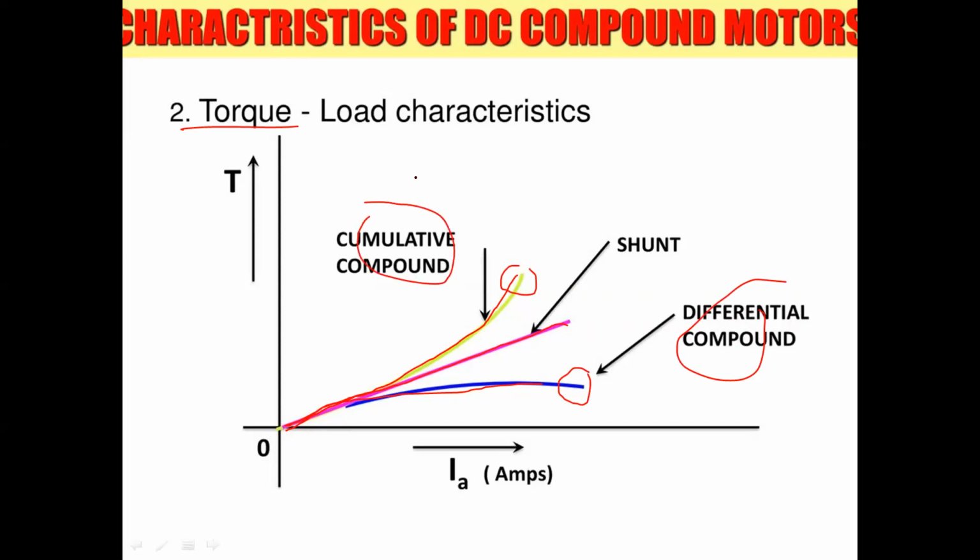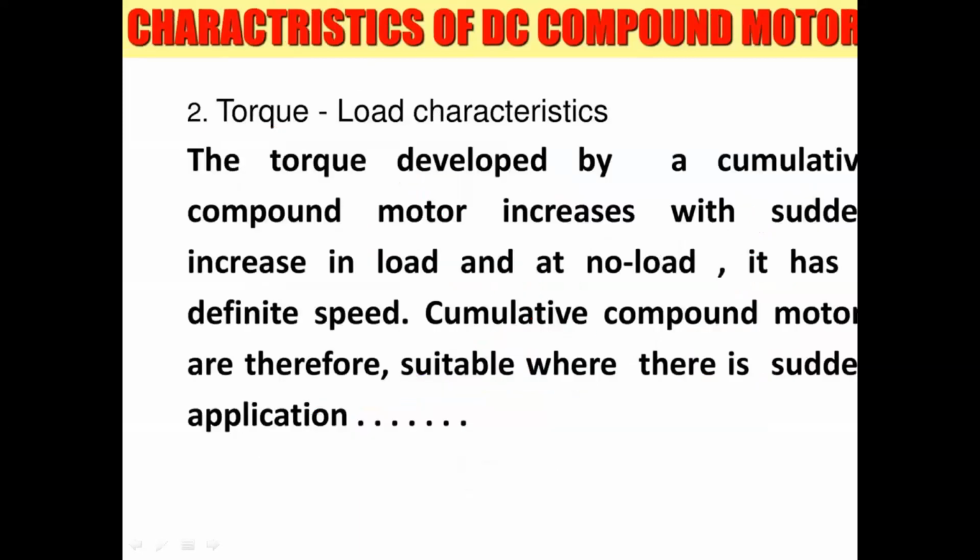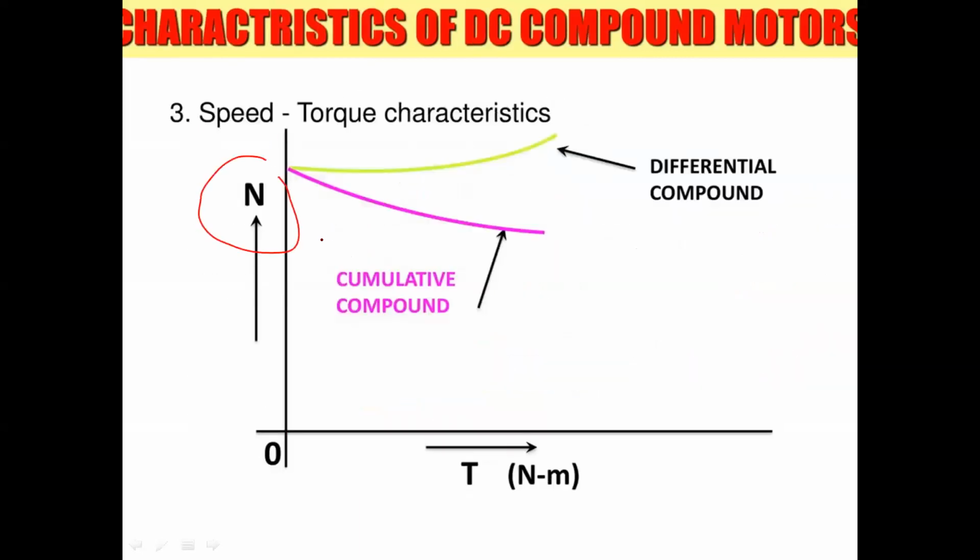Cumulative means the two fluxes, series flux and shunt flux, are both aiding. In differential compounding, the series flux is opposite to the shunt flux, and we obtain the differentially compound characteristics. So for speed torque characteristics, this is the cumulative compound and this is the differentially compound. These are the characteristics for compound motors.